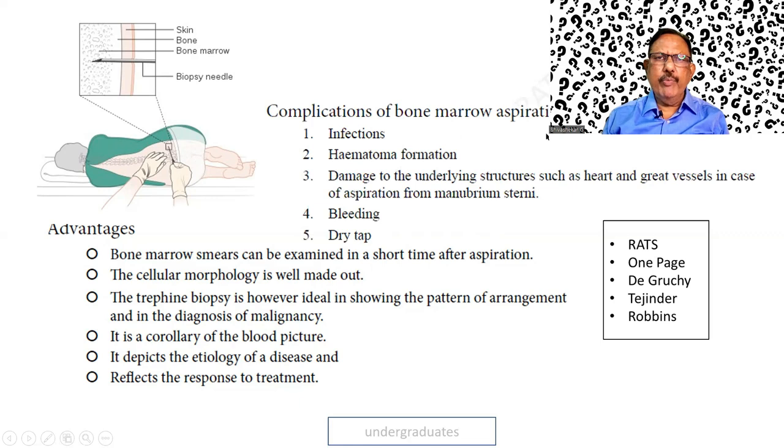The complications of a bone marrow aspiration will be infections and hematoma formation. Sometimes underlying structures, such as behind the manubrium sterni, there can be the heart and the great vessels. Dry tap is a condition where you do not get any material. In that case, we will have to repeat it.